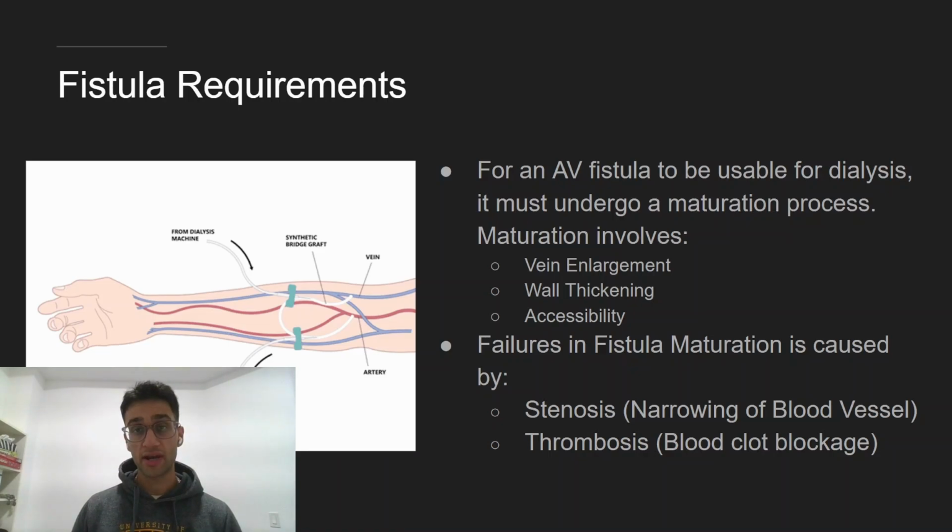For our AV fistula, it has to mature over time, so it has to expand in relation to the stuff around it. In order to expand or mature properly, it has to make sure that there are no failures in this fistula. These failures can be caused by two main things: stenosis, or a narrowing of the blood vessel, or thrombosis, a blood clot blockage.